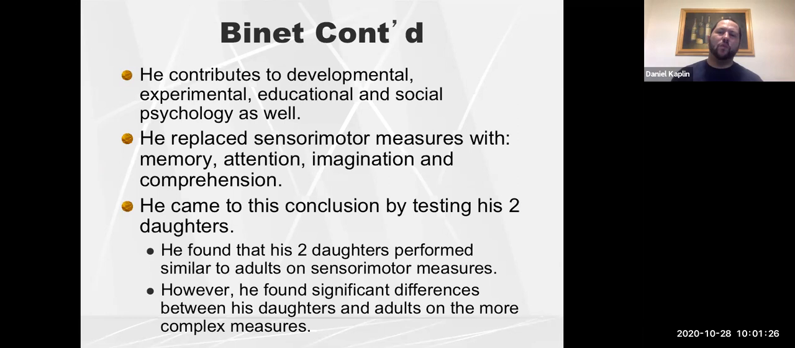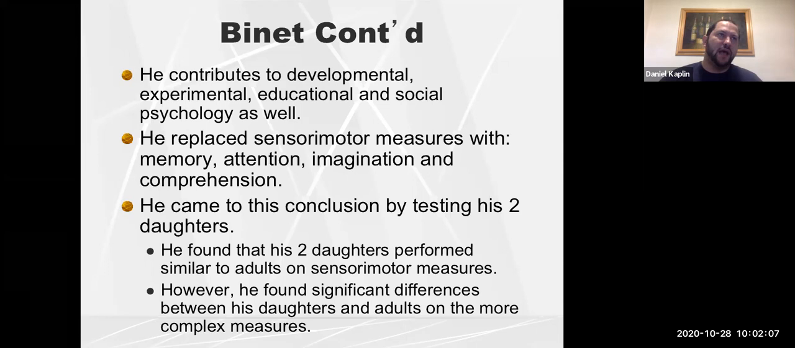So what did he do? Instead of focusing on physical strength and sensory motor activities, he started to focus on aspects of cognitive ability, such as memory, attention, imagination and creativity, comprehension and whatnot. And that was profound. That was very helpful in developing psychological tests. Now, one of his arguments was based on testing his two daughters.